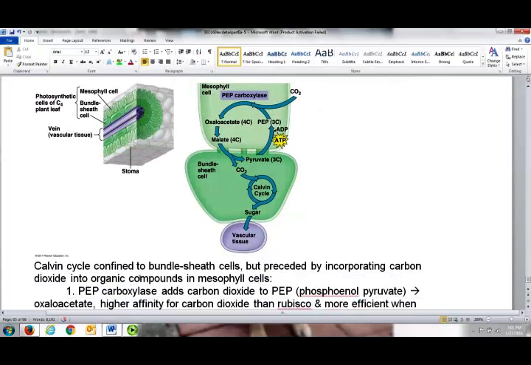So the Calvin cycle is confined to the bundle sheath cells, but it's preceded by incorporating carbon dioxide into organic compounds in the mesophyll cells. So what happens is you are separating where part of these reactions are done so that you can reduce the amount of water that gets lost.